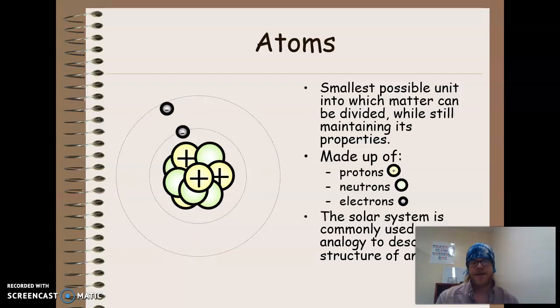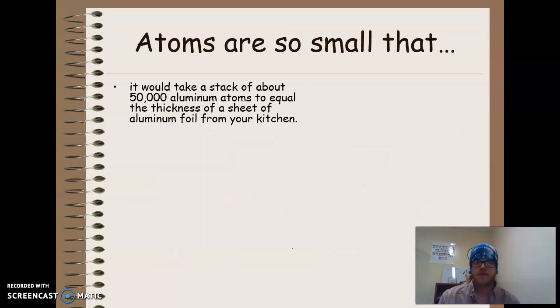And then one of the models we use, we can compare it to the solar system, right? Because everything's going around the sun. We could say that the planets are like the electrons, the sun would be the nucleus.